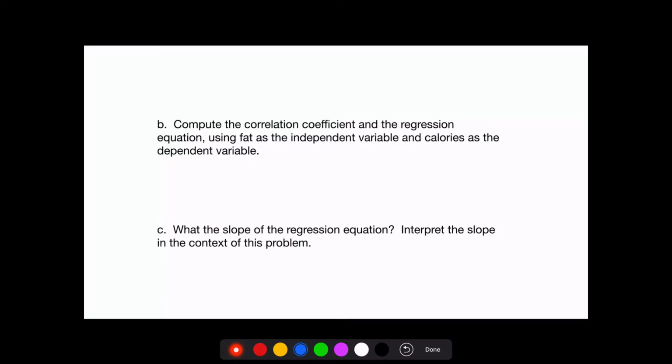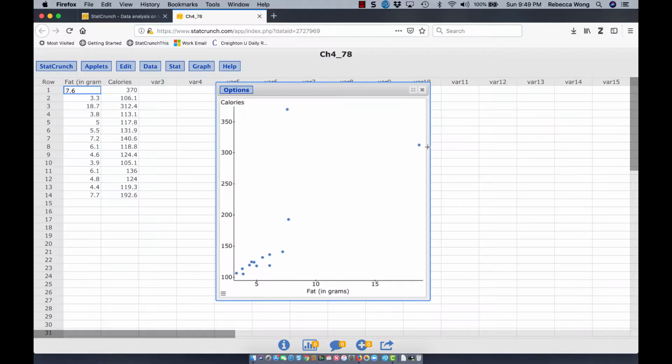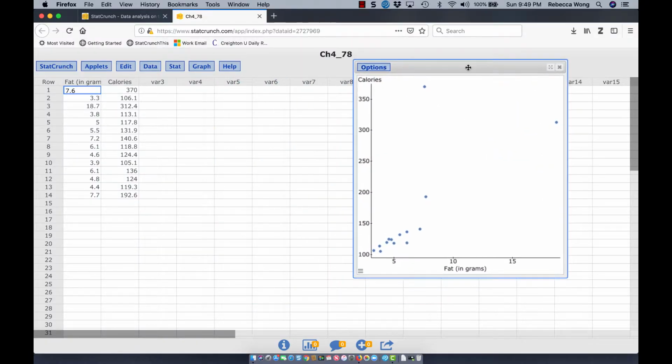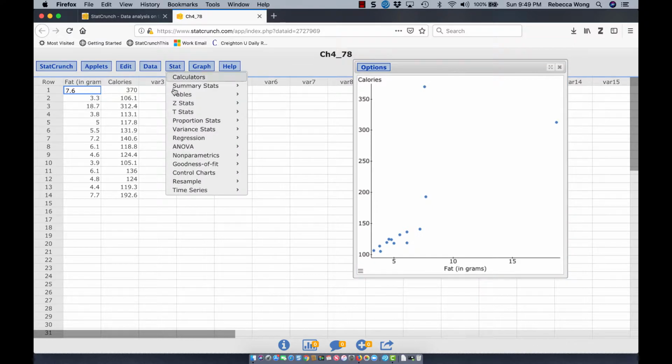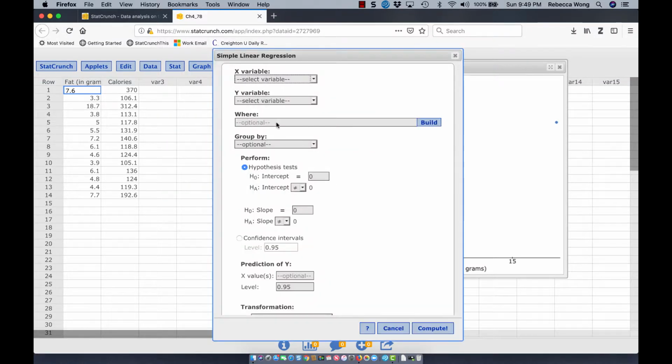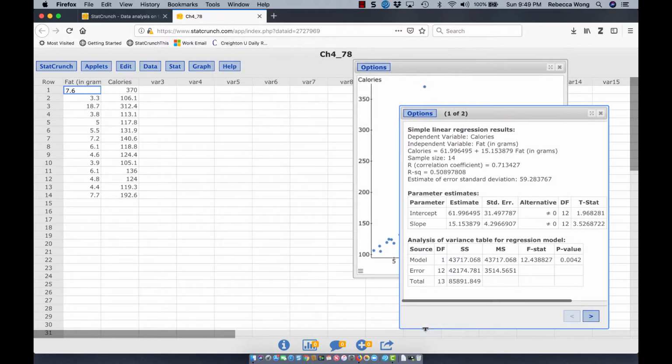Compute the correlation coefficient and the regression equation using fat as the independent variable and calories as the dependent variable. Again, I will demonstrate how to do this using StatCrunch. To find the correlation coefficient and the regression equation, we come to Stat, choose Regression, Simple Linear. For the x variable, we'll choose fat. For the y variable, we'll choose calories, and then we'll click Compute.